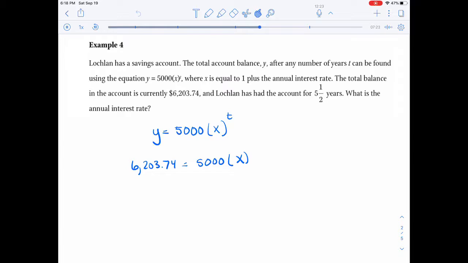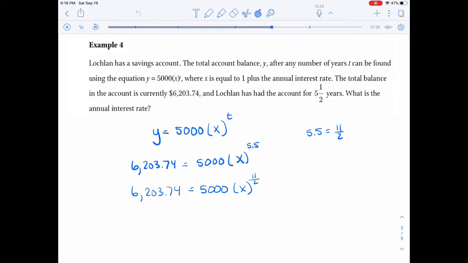Let's go ahead and substitute in 5.5. All right, first of all, I don't like to have a decimal as my exponent, so let's do an equivalent. 5.5 is equivalent to 11 halves. Let's rewrite the equation. $6,203.74 is equal to 5,000 multiplied by x to the 11 halves power.